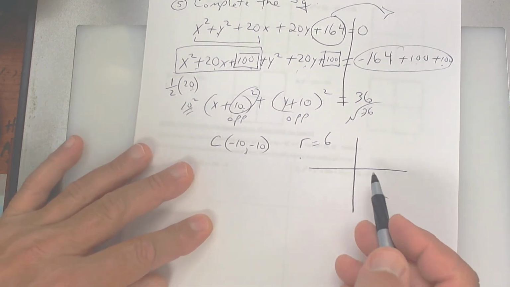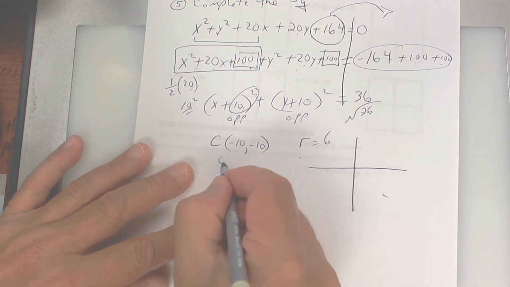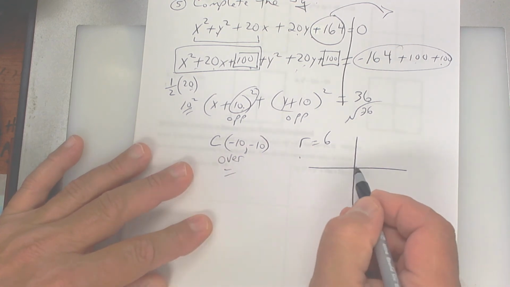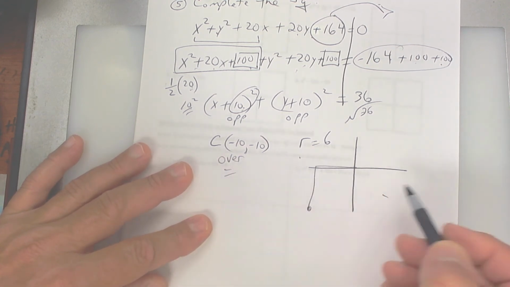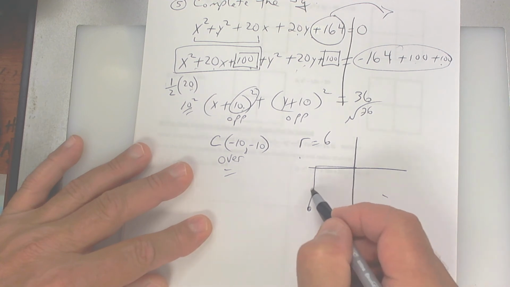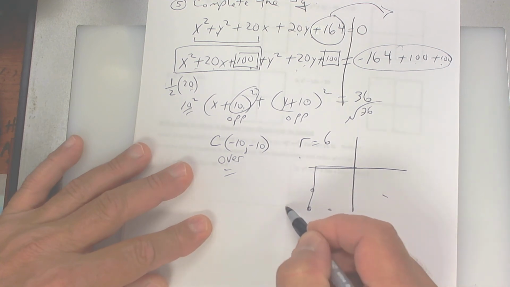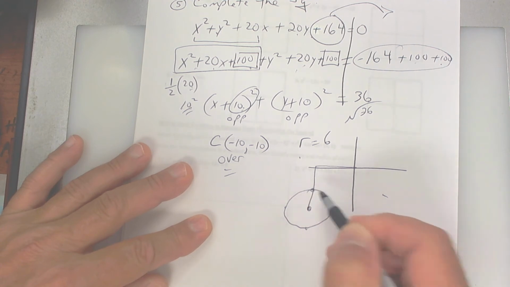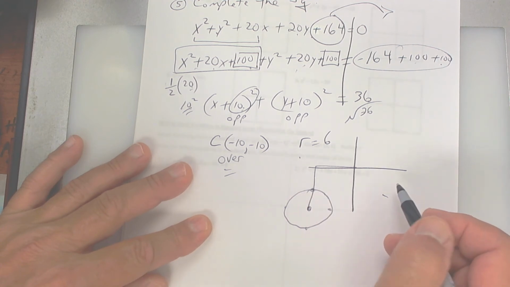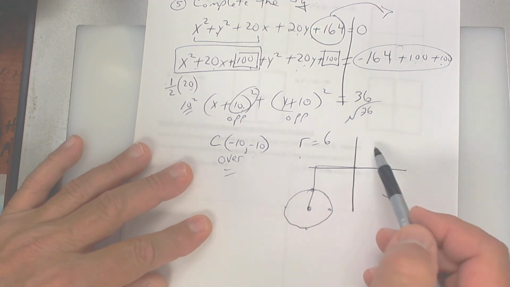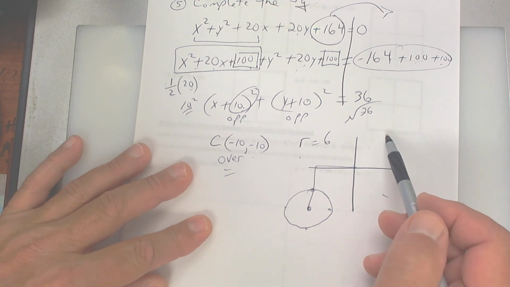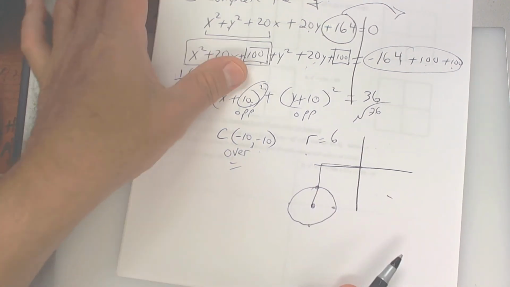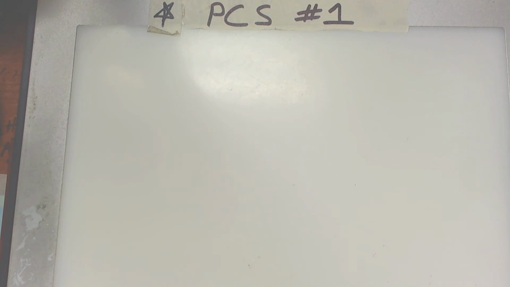So you're going to go just like this. You're going to go over first. So negative 10, down 10. And I'm just going to guess. Then you're going to go up 6, over 6, down 6, this way 6, and there it is. Okay, notice I didn't do a bunch of tick marks because that's pretty big. All right, so today I want you to complete the square and find the center of the circle.